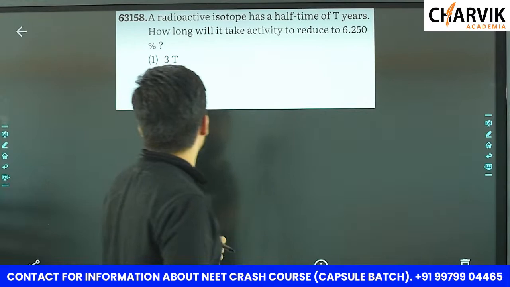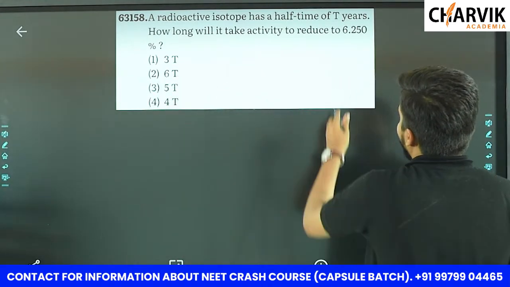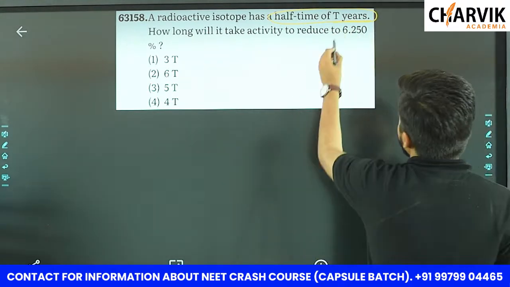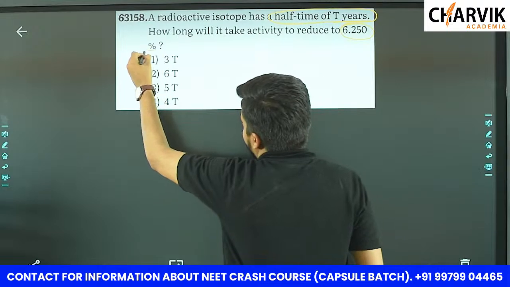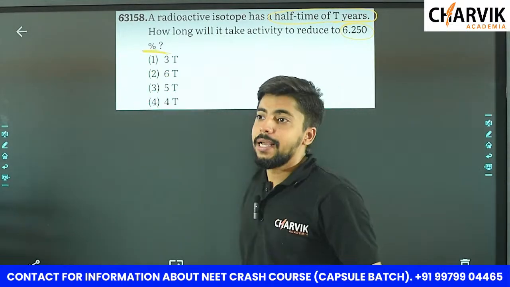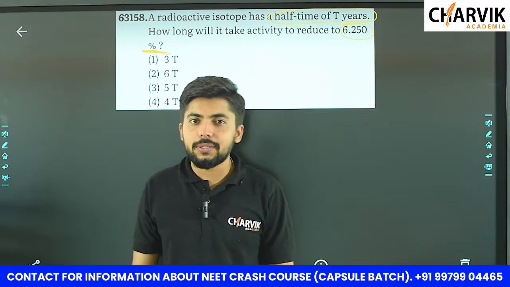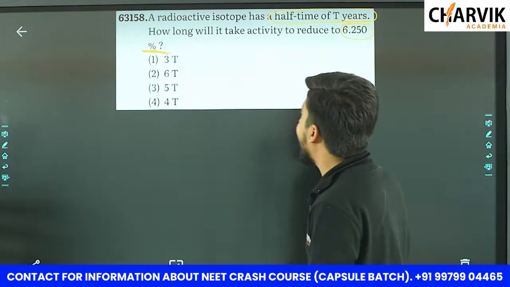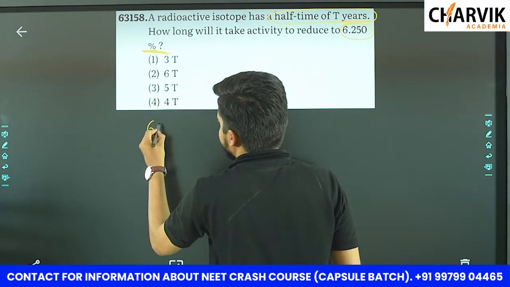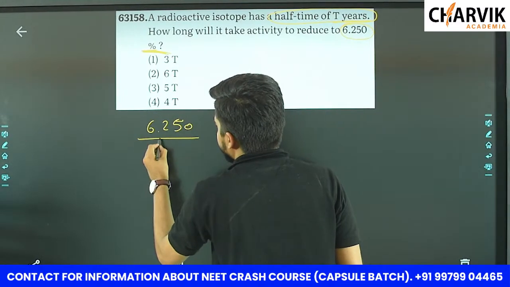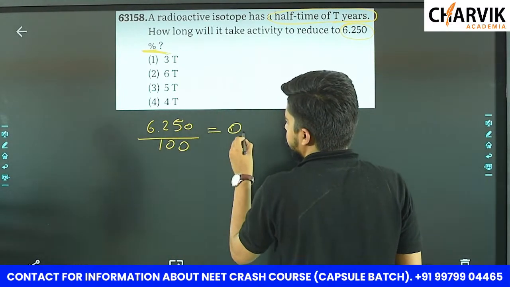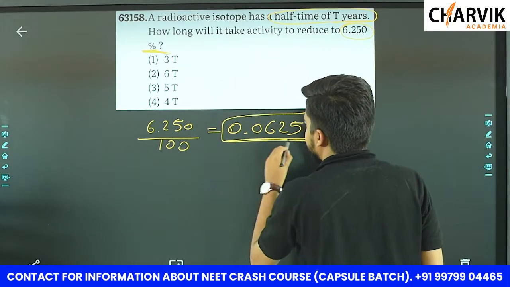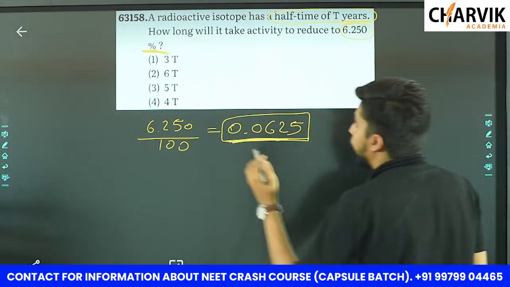Next question. A radioactive isotope has a half life of 30 years. How long will it take the activity to reduce by 6.250%? The only change is this time they have given the value in percentage. Otherwise, the question is on the same concept as asked in previous years' papers also. If the value is in percentage, we can divide it by 100. So 6.250 divided by 100 gives us 0.0625. So you need to make the activity this part of the original amount.